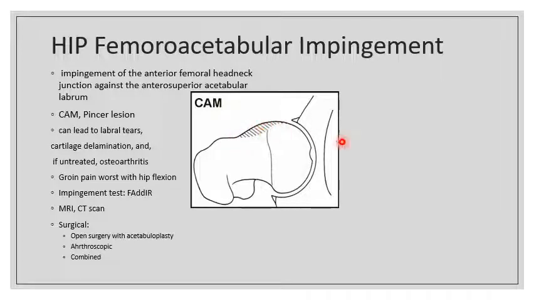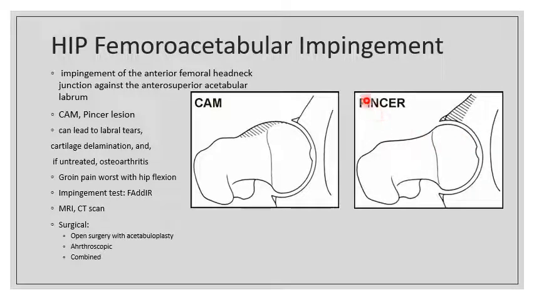On the other hand, your pincer lesion is normal acetabular version. So there's some excess bone coverage in your acetabulum causing the impingement. So this could lead to labral tears, cartilage delamination, and if untreated, could cause osteoarthritis quite early.